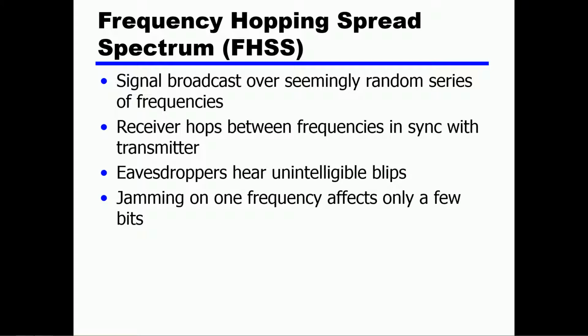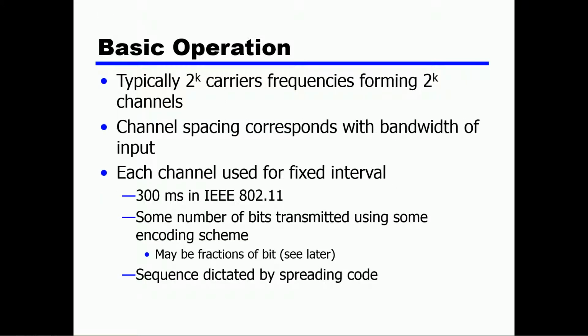So how exactly does this basically operate? Typically there's 2^k carrier frequencies forming 2^k channels. The channel spacing corresponds to the bandwidth of the input, and they're using fixed intervals. 802.11 actually denotes the 300 millisecond interval. Some of the numbers of bits transmitted using some encoding schemes can be fractional.